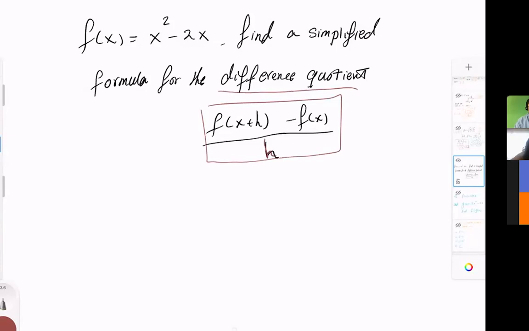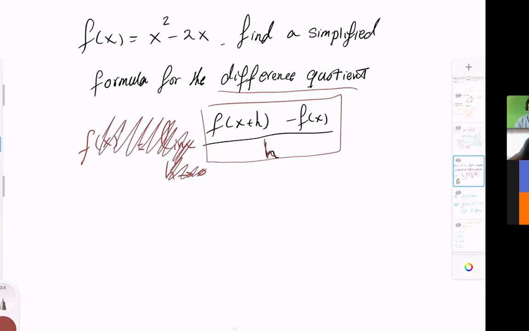Next year, you're going to learn that the limit of this as h goes to 0 will be f inverse. No, it will be f prime of x. It will be the derivative of f of x. So that's what you're going to do next year. But this year, you have to be able to simplify it.